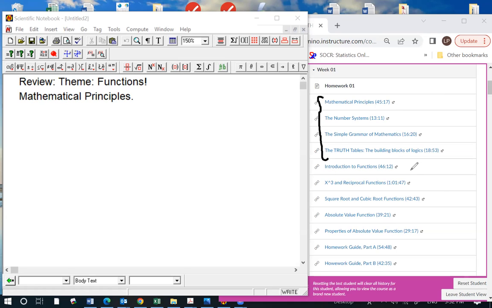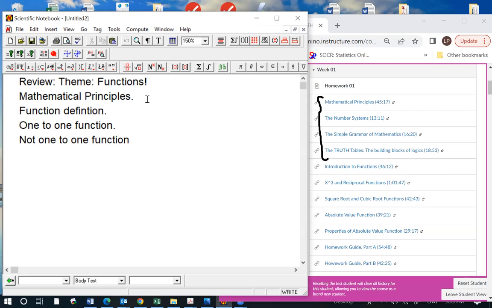And then we have the introduction to functions. In the introduction to functions, we have introduced these concepts: function definition, and then we talk about one-to-one function. What is a one-to-one function? And what is not a one-to-one function? So these are the concepts we go over.